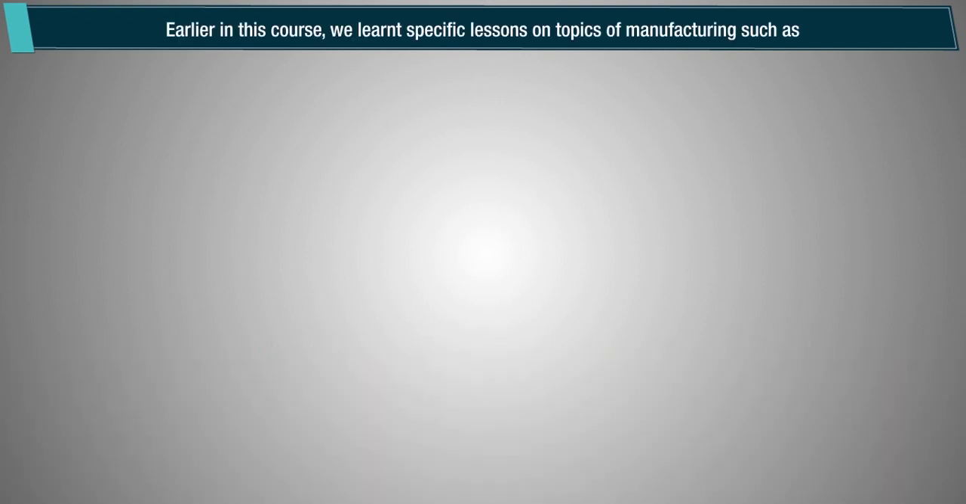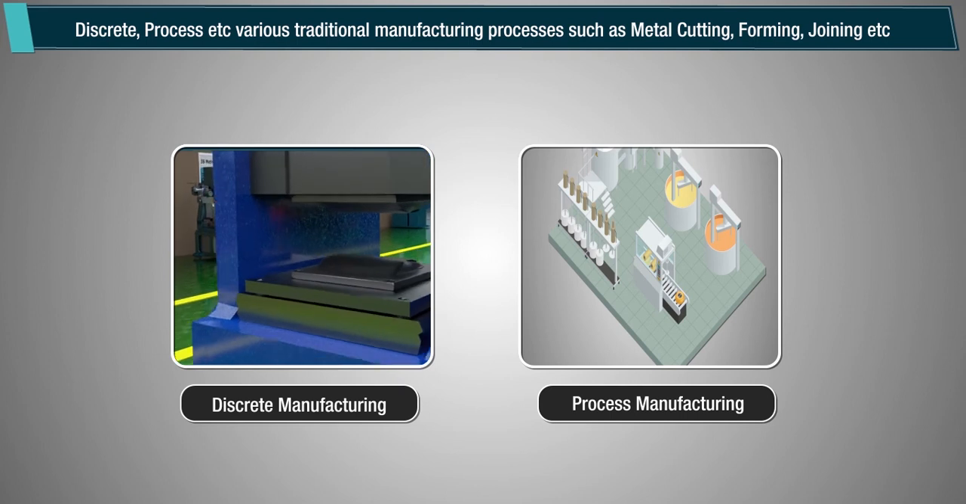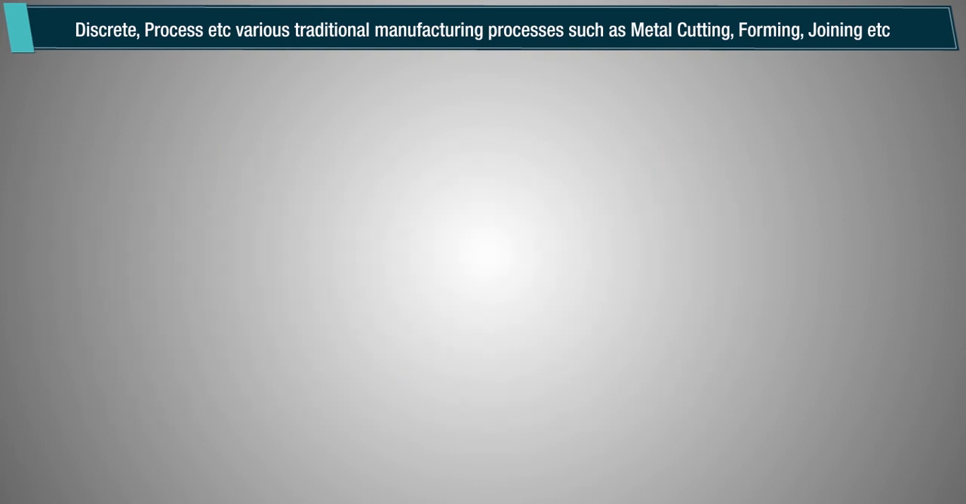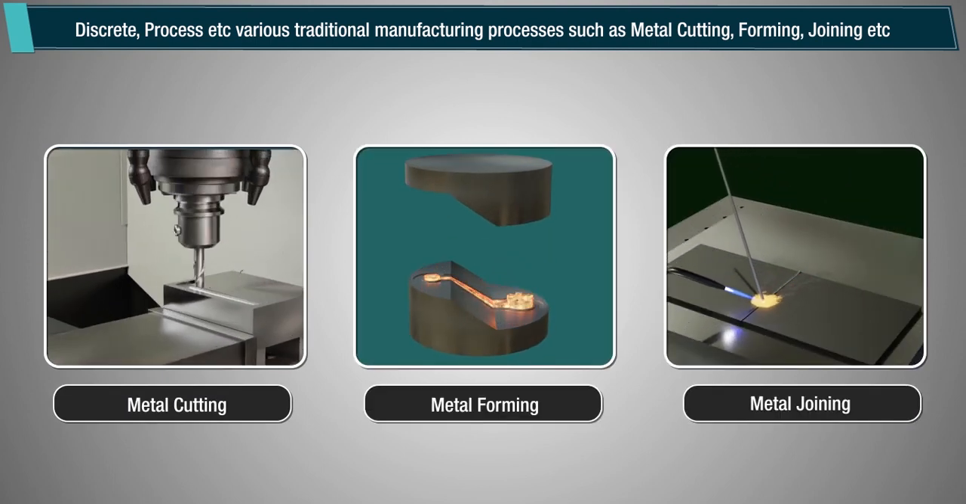Earlier in this course, we learned specific lessons on topics such as types of manufacturing, such as discrete, process, etc., and various traditional manufacturing processes such as metal cutting, forming, joining, etc.